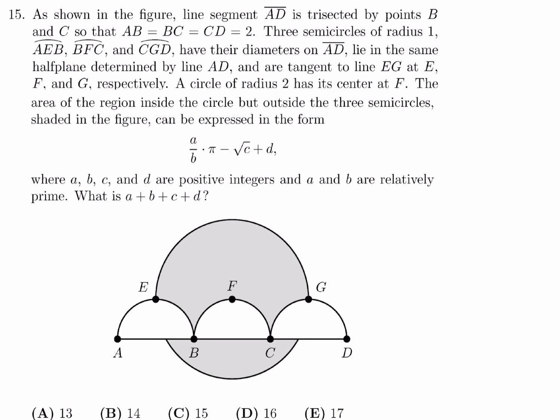A circle of radius 2 has its center at F. The area of the region inside the circle but outside the 3 semicircles shaded in the figure can be expressed in the form A over B pi minus root C plus D. What is A plus B plus C plus D?